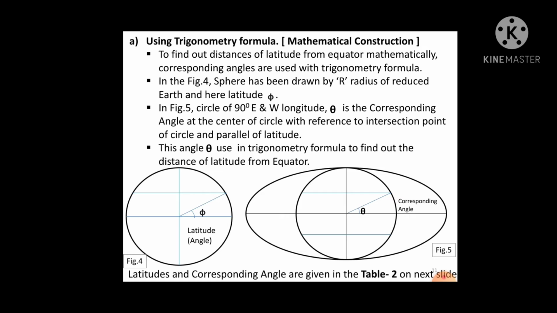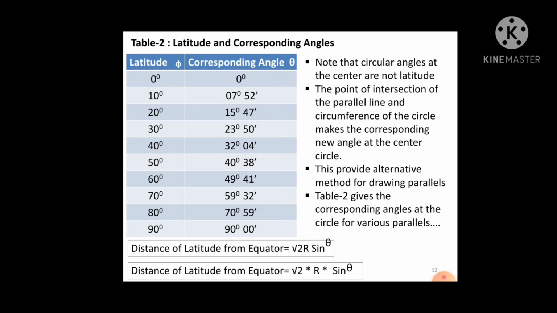And when you use the trigonometrical formulas like sine, cos, you have to find the sine or cos of these corresponding angles, okay. With respect to the different latitudes, a corresponding angles table has been given, which you will find in the second slide. So look at this. The latitudes are given from 0 to 90 at intervals of 10, and with that you will find the corresponding angles here, right? These corresponding angles are the angles which you must use with the trigonometrical functions.